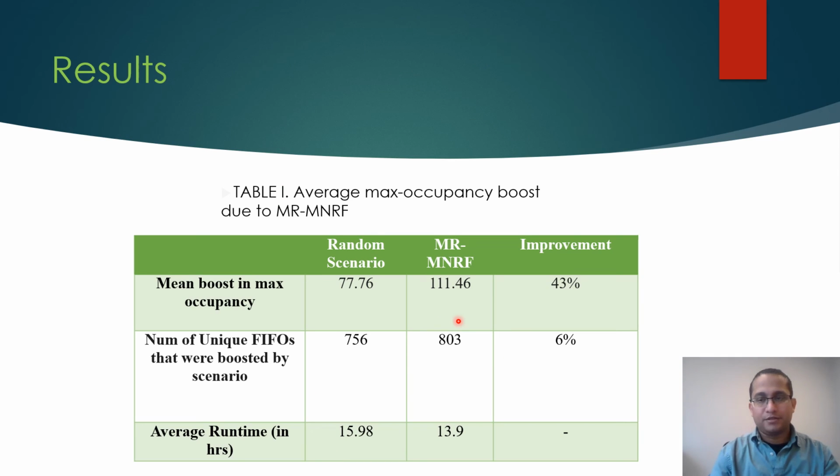We compared our method of stall set selection and stall parameter selection with the random scenario selection that we have currently in place. We found that our method boosted the mean of the max occupancy by 43%, and the number of unique FIFOs that were boosted by our method was 6%. All these numbers were computed over a set of 200 tests, where the average runtime of our tests was much smaller than the random scenario tests.